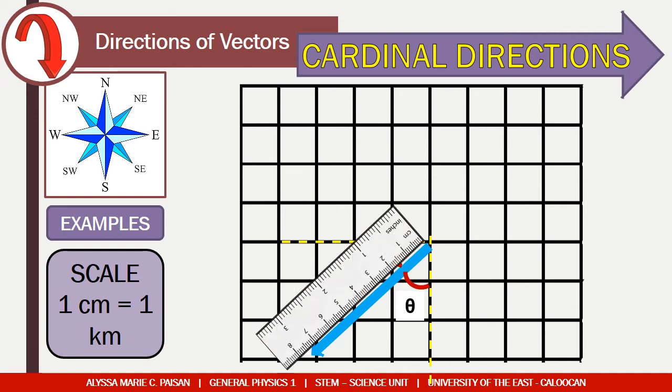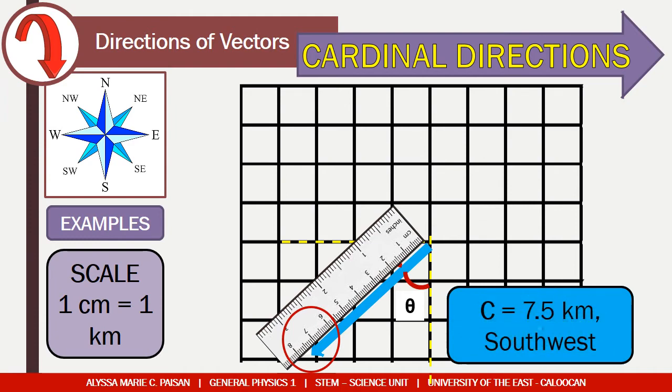And then using again our virtual ruler, approximately the measurement is between 7 and 8. So we could identify that the measurement is 7.5. Yan, kasi medyo the tip of the arrow reaches the exact line between 7 and 8. Therefore, we can write vector C as C is equal to 7.5 kilometers southwest. Okay?